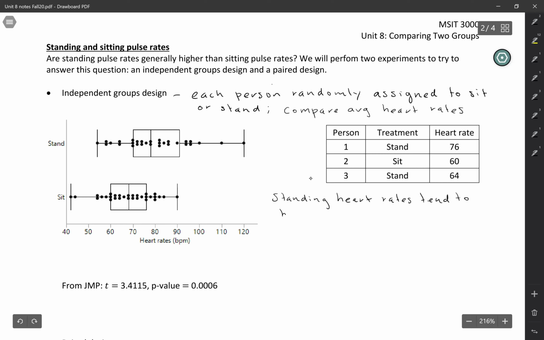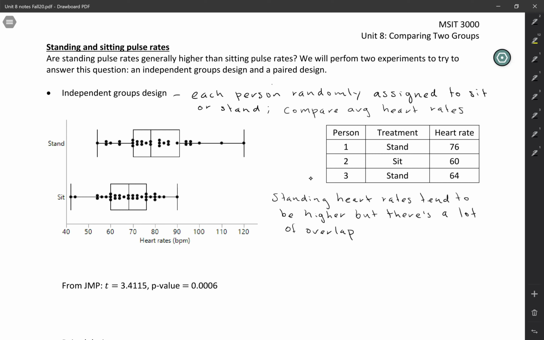But there's also a lot of overlap here. There are some people in the standing group who have heart rates that are lower than people in the sitting group, so there's a lot of overlap between the distributions. With this much overlap, is there enough evidence to say that there's actually a difference between standing and sitting heart rates? Another way we could ask the question is: is it possible that just by random chance of who got put in the standing group and who got put in the sitting group, we ended up with this difference and it's not actually real?